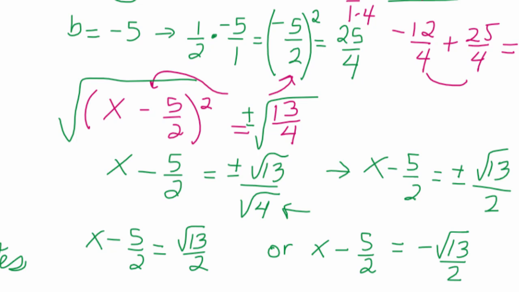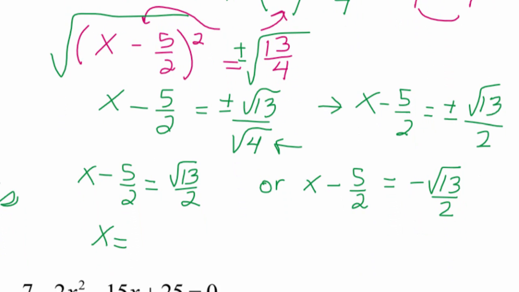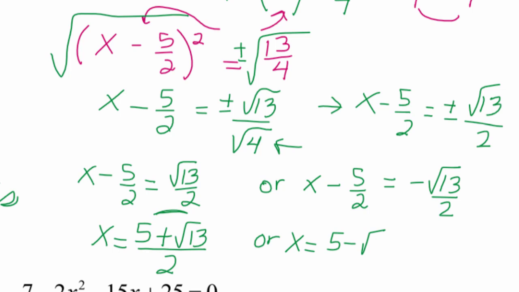Add these over, these 5/2. So x equals 5 plus square root of 13, and we can put it all over 2 because they have a common denominator. These are not like terms, so we're going to leave them like that. Or x equals 5 minus square root of 13 all over 2.